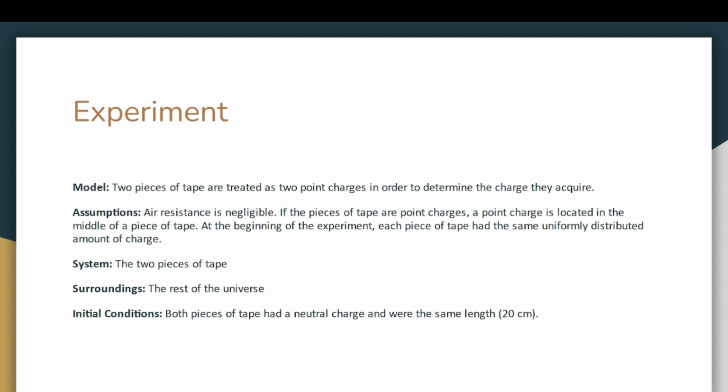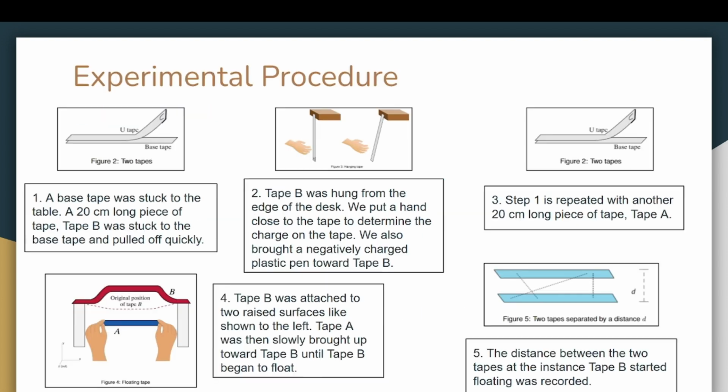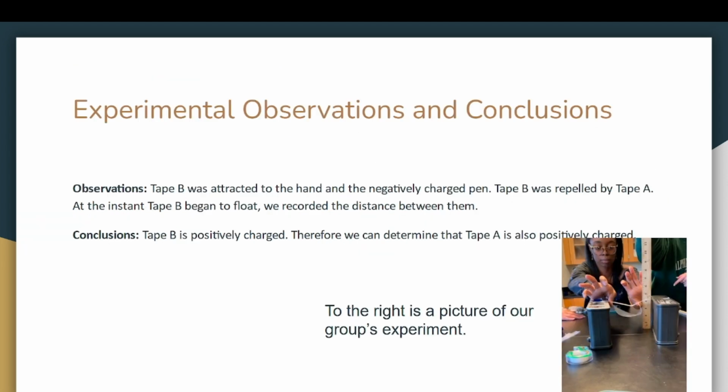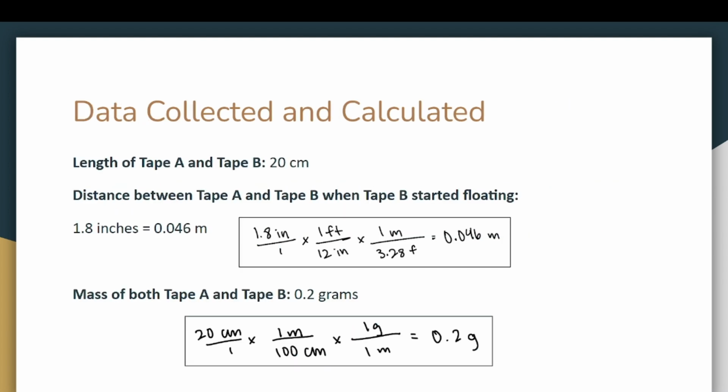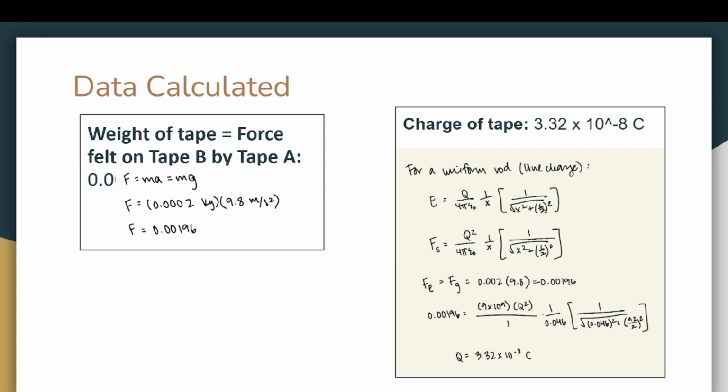The system is the two pieces of tape, the surroundings are the rest of the universe, and initial conditions are that both pieces of tape had a neutral charge and were the same length of 20 centimeters. Here's our experimental procedure. Our observations were that tape B was attracted to the hand and negatively charged pen and repelled by tape A. So we concluded that tape B was positively charged and tape A was also positively charged. Here is data that we collected and data that we calculated.